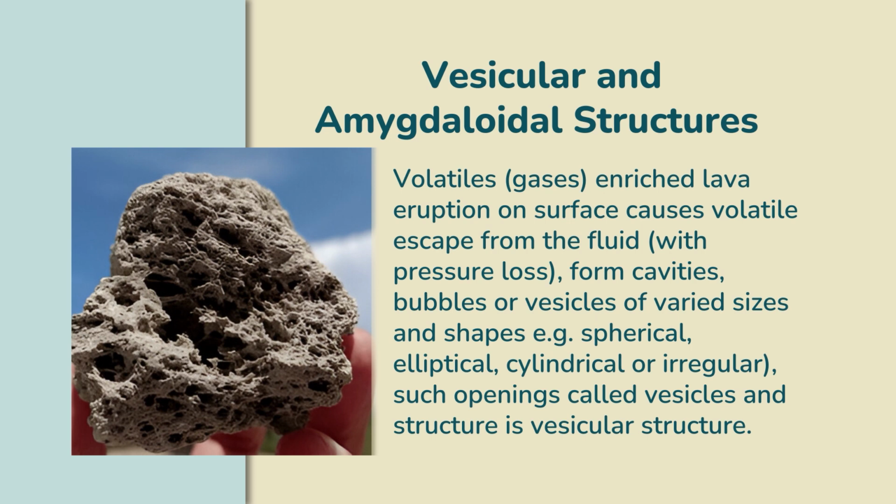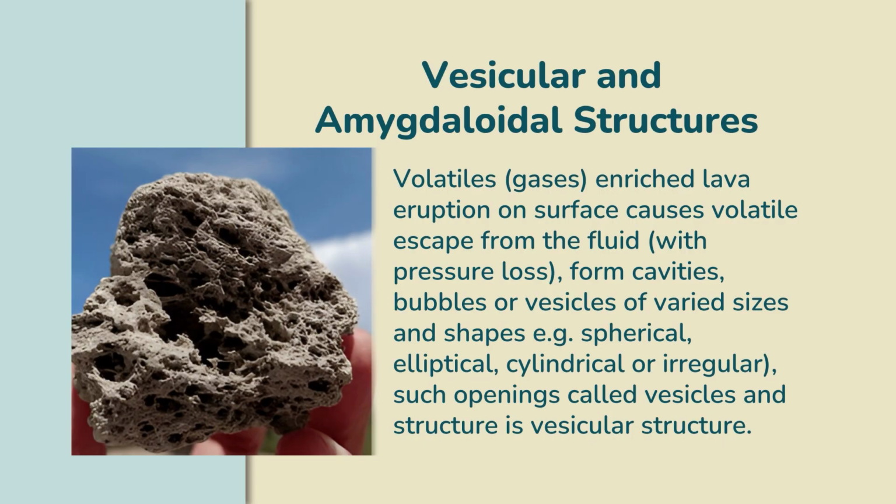As you understand, magma is a molten rock material. When it comes to the surface, it is called lava. Lava is always loaded with volatiles, gases. It is enriched with gases. Lava eruption on the Earth's surface causes volatiles to escape from the fluid.